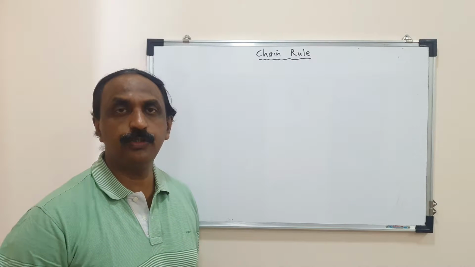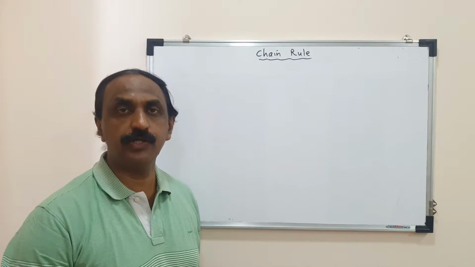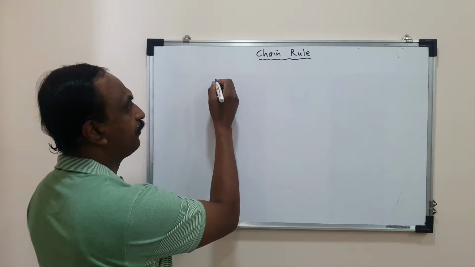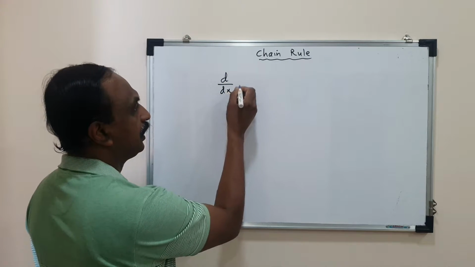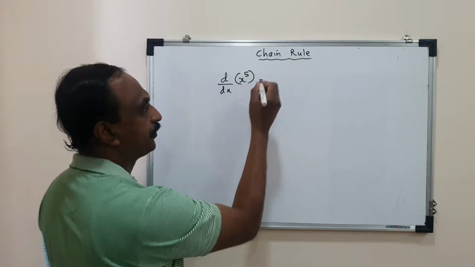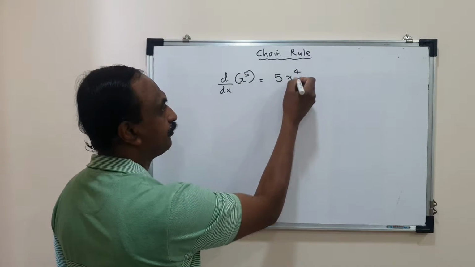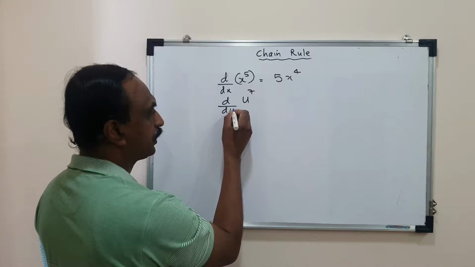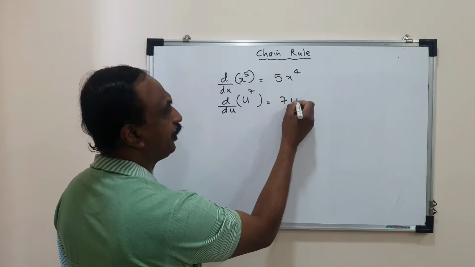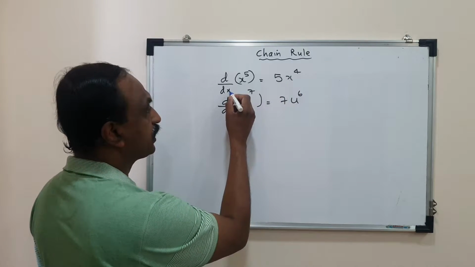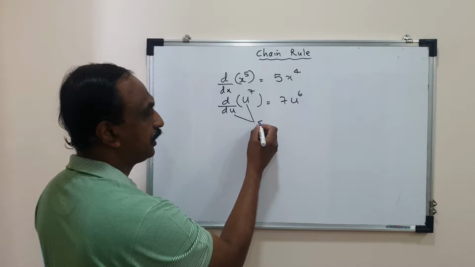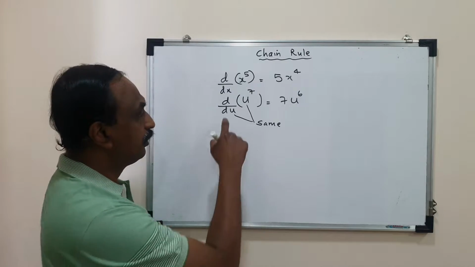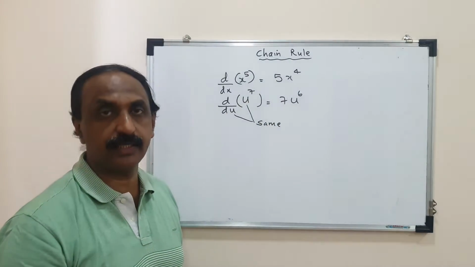In this video, we are going to teach you how to differentiate a function with respect to another variable. For example, the derivative of x to the power 5 is 5x raised to 4. The derivative of, let's say, u raised to 7 with respect to u is 7u raised to 6. What you notice is both of them are the same. That is, the variable of differentiation and the base of the function are the same, so we can apply this formula directly.